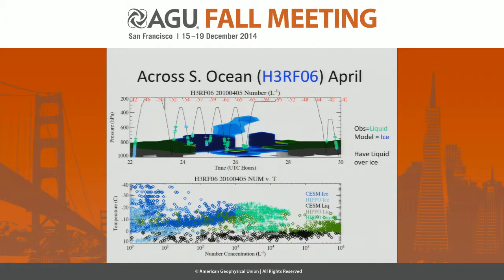Again, we do get supercooled liquid on top of liquid, but we don't really get supercooled liquid on top of ice here. And you can see here's the supercooled liquid in the model. We're getting some of it, not quite to the right temperatures as in observations, and with some significant differences in magnitude.